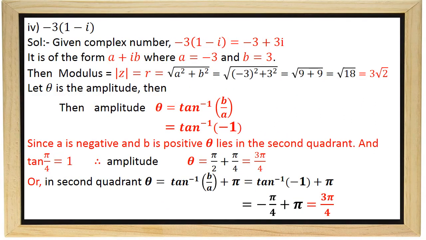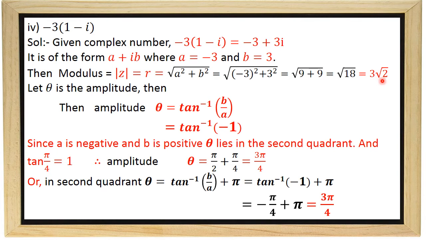Next, minus 3 into 1 minus i. The given complex number we will write in the form of a plus ib. Opening this bracket, you will get minus 3 plus 3i, where a is minus 3 and b is 3. Then modulus of z is equal to r is equal to root of a square plus b square, then root of minus 3 the whole square plus 3 square, that is root of 9 plus 9, root of 18, or we can write this as 3 root 2. On prime factorization, you will get root 18 as 3 root 2.